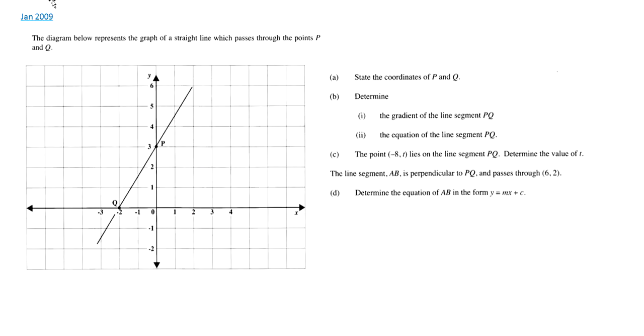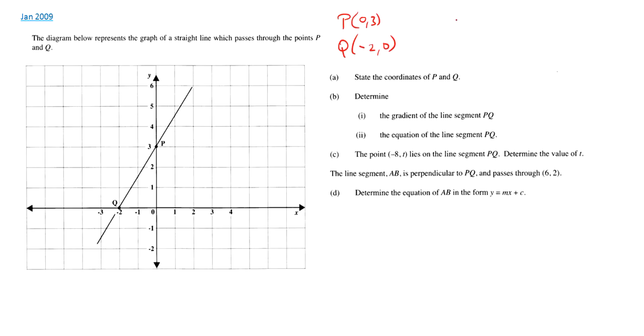Okay, we have another question here. This is January 2009. And we have a straight line passing through the points P and Q. State the coordinates of P and Q. So we're just reading off the graph here. P is 0, 3, and Q is minus 2, 0. Alright, so that's part A. Then we want the gradient of the line segment.